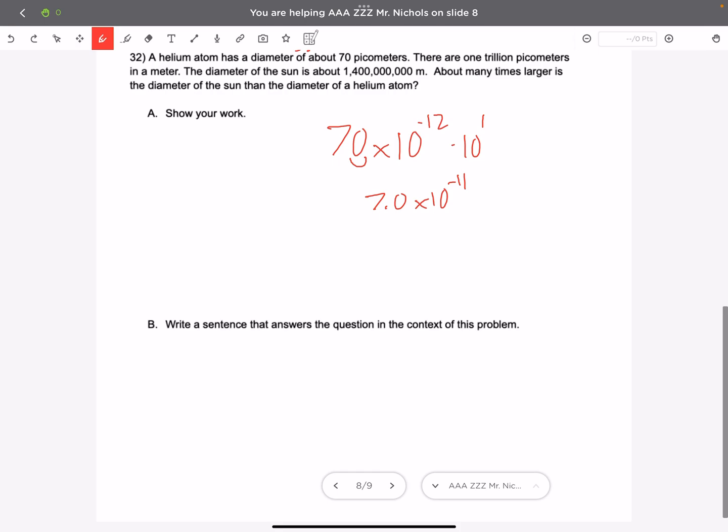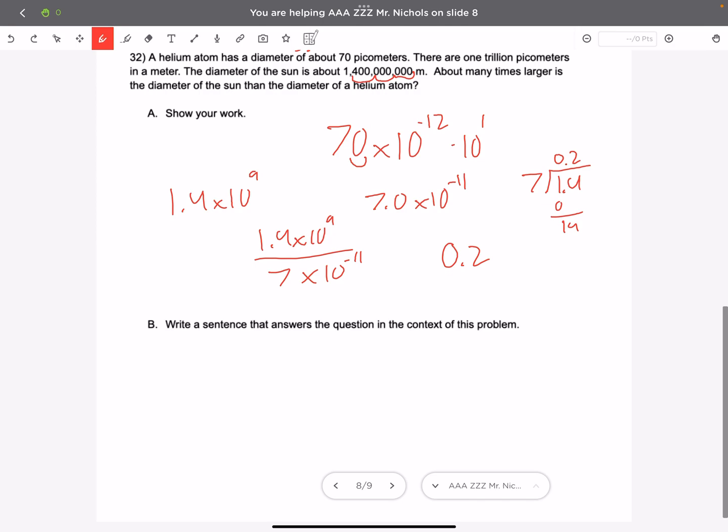The diameter of the sun is, we have to count, this is 1, 2, 3, 4, 5, 6, 7, 8, 9. So the diameter of the sun is 1.4 times 10 to the 9th meters. So how many times larger? Well, we would do 1.4 times 10 to the 9th over 7 times 10 to the minus 11. Now, 1.4 divided by 7, that's just going to be 0.2. And you could do 7 into 1.4 like this. So that goes in 0, 14 goes in 2, and that's where the decimal is, 0.2.